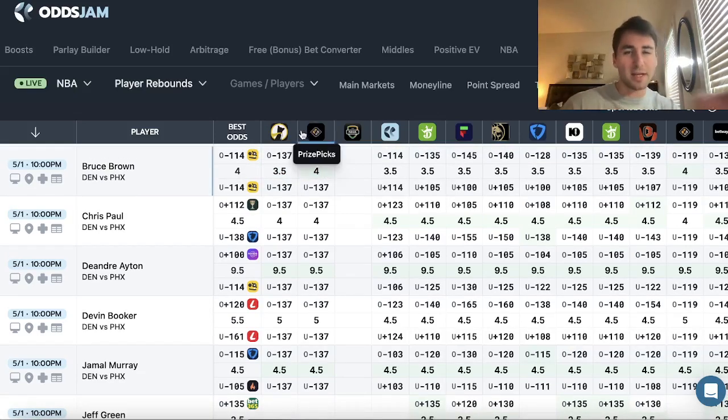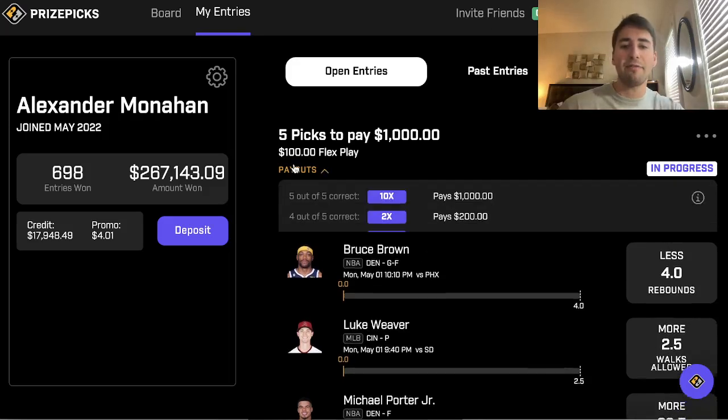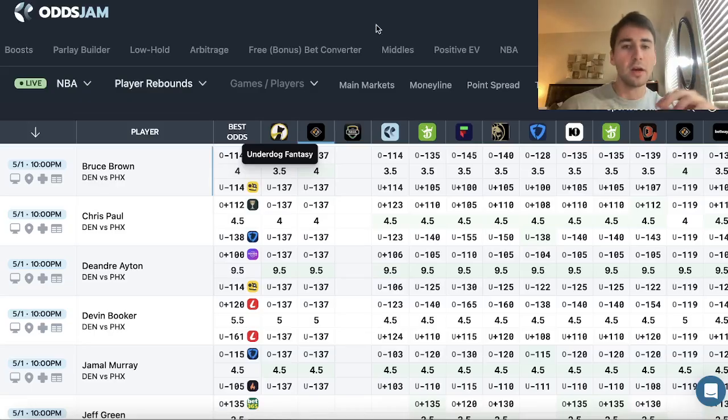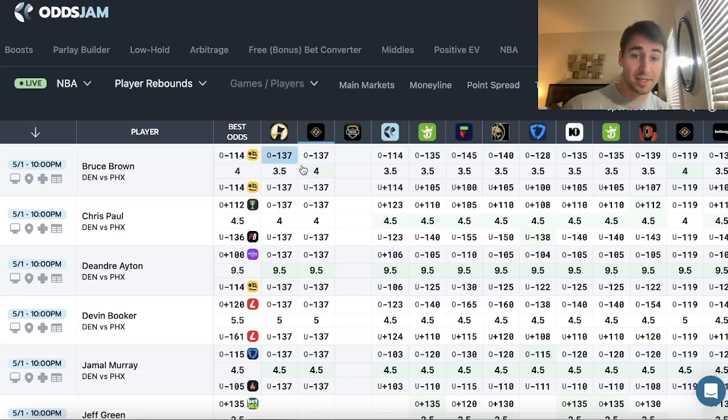Right, so PrizePicks and Underdog Fantasy, they're two very similar fantasy platforms. They allow you to bet on player props and they have fixed payouts, as you can kind of see here. So essentially, I just look for discrepancies mainly between PrizePicks and Underdog if I'm looking for profitable player props on PrizePicks, right? Because typically when they're different from one another, there's some value in the market.